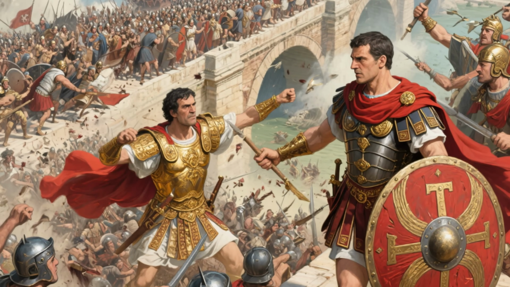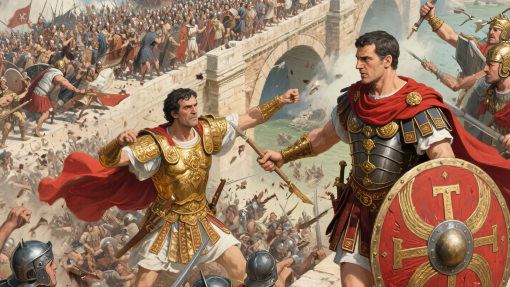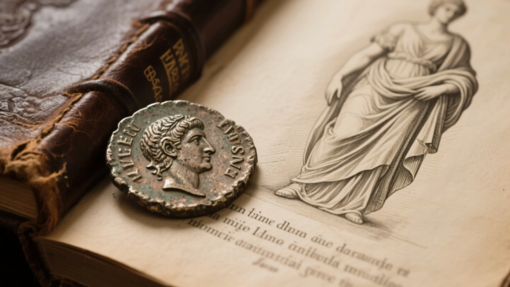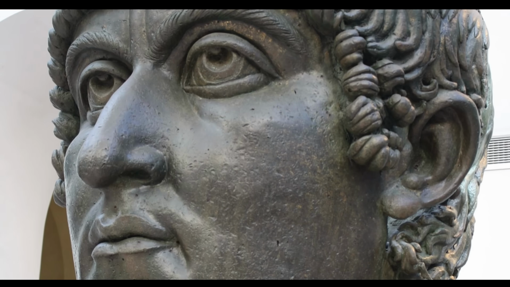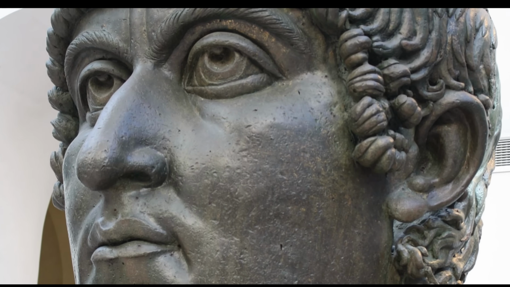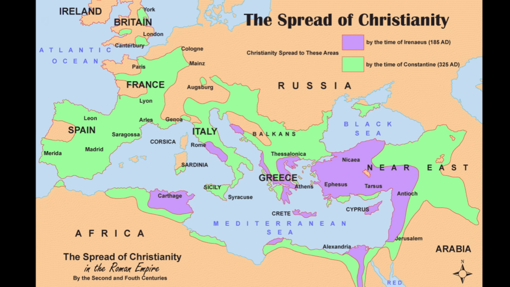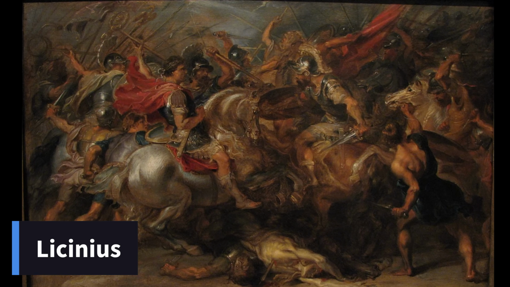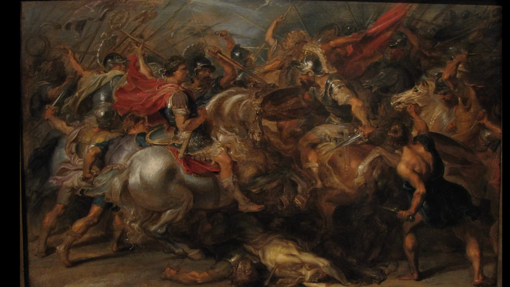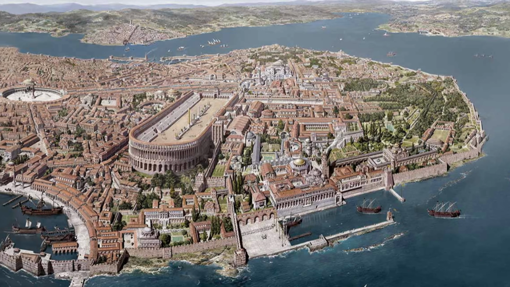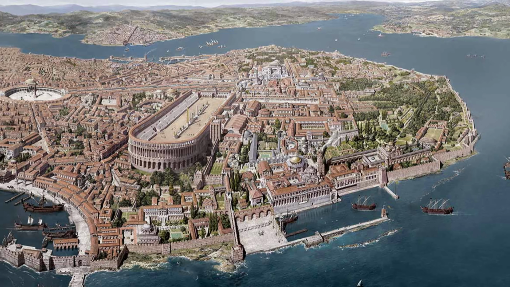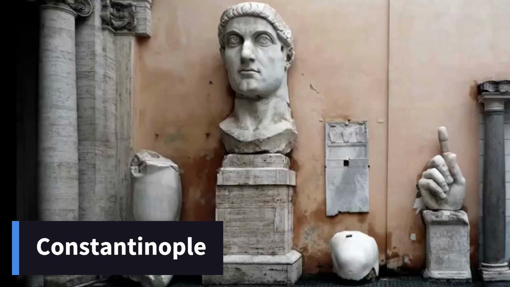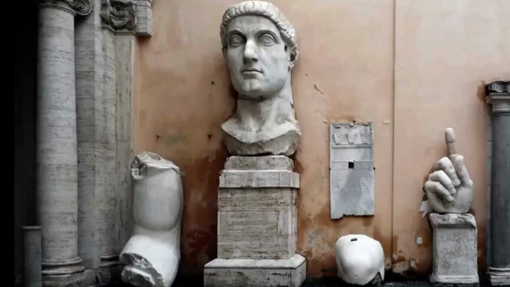The Battle of the Milvian Bridge was more than a military victory. It was a turning point for the Roman Empire and for European history. Constantine's triumph united the Western Empire under his rule and strengthened the Christian faith. 12 years later, Constantine defeated Licinius and won control of the entire Roman Empire. 6 years thereafter, he moved the empire's capital to Byzantium in modern-day Turkey, renaming it Constantinople, which means City of Constantine.